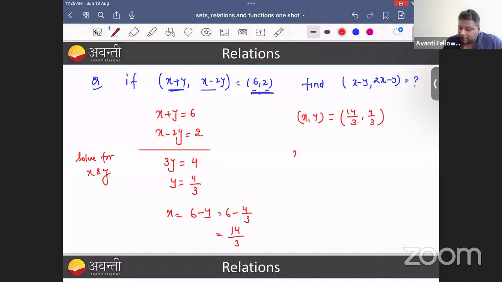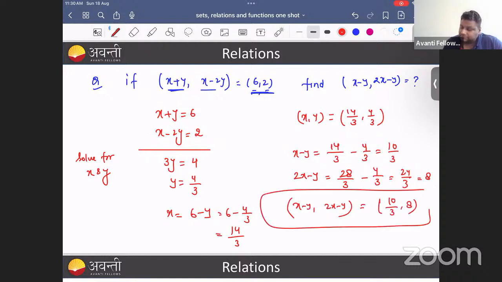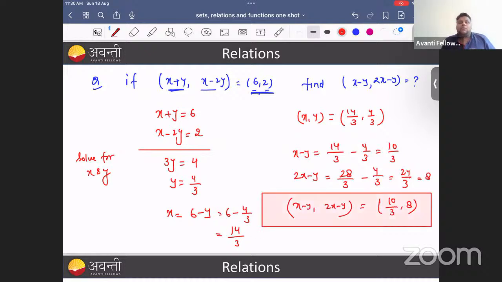Got it? Now they are asking for x minus y. X minus y will be what? 14 by 3 minus 4 by 3, that is 10 by 3. They are asking for 2x minus y, that is 28 by 3 minus 4 by 3, that is 24 by 3. 24 by 3 is 8. So your (x minus y, 2x minus y) came as 10 by 3 comma 8. So this is how we handle such simple questions. Got it?